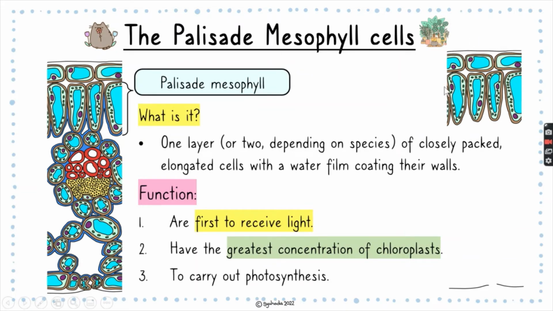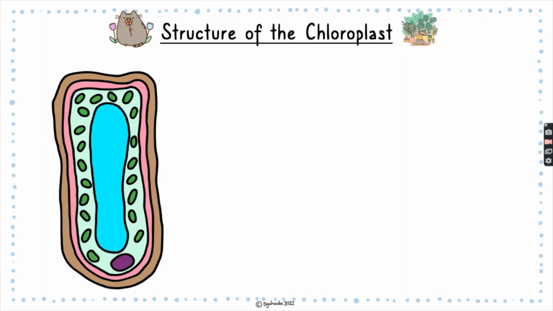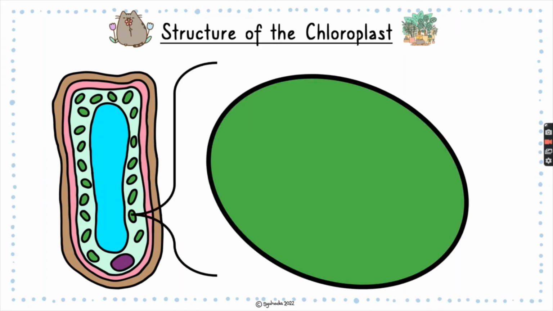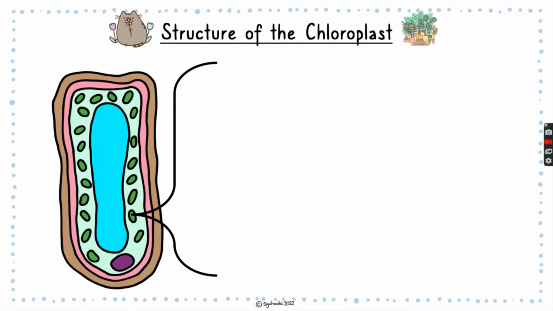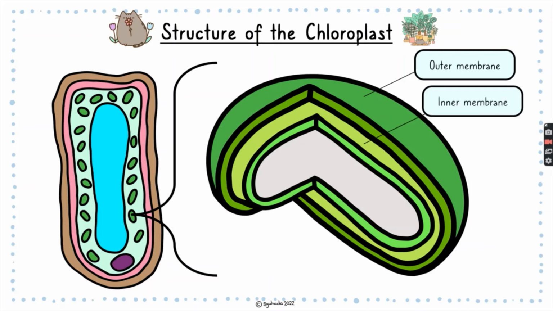So the palisade are these ones right here, elongated cells. Just to talk about the chloroplast itself, the chloroplast is an organelle that can be found in leaf cells that carry out photosynthesis. There is an outer membrane and an inner membrane, so that means there are 2 membranes of the chloroplast. This is very, very detailed, by the way.